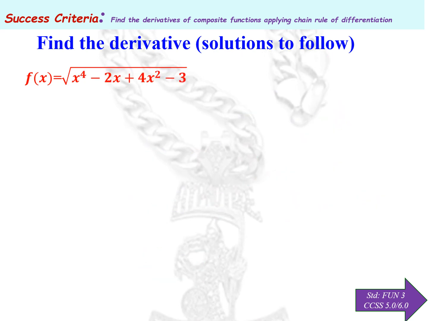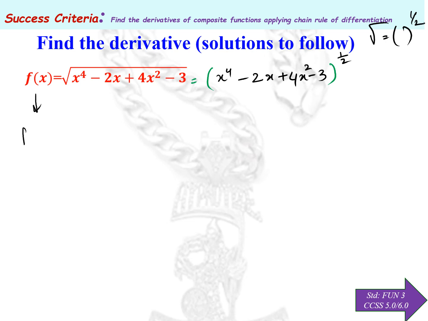Here is another question. Square root of x to the power of 4 minus 2x plus 4x squared minus 3. So what is our first step? To convert the equation into the power. Change the radical into a power. So the power of square root is half. Please memorize these things. Now take the derivative, which means f(x) changes into f prime(x).